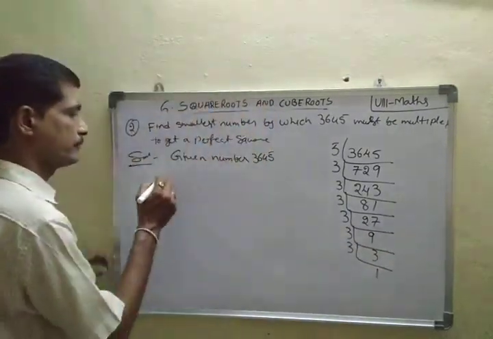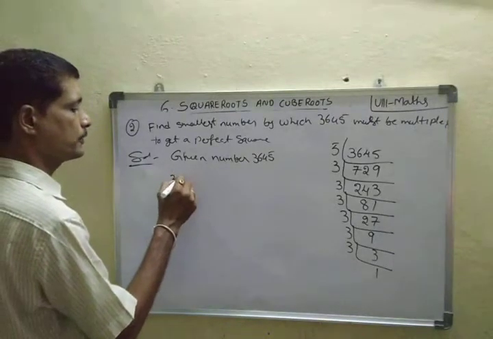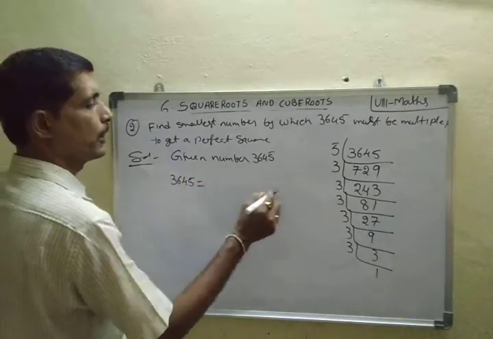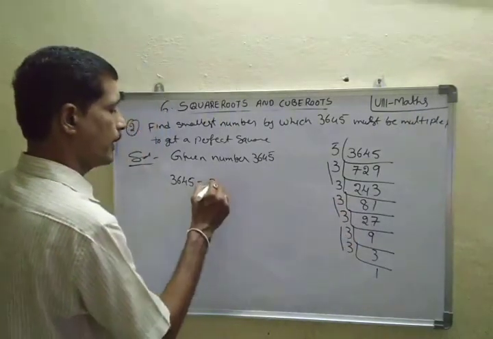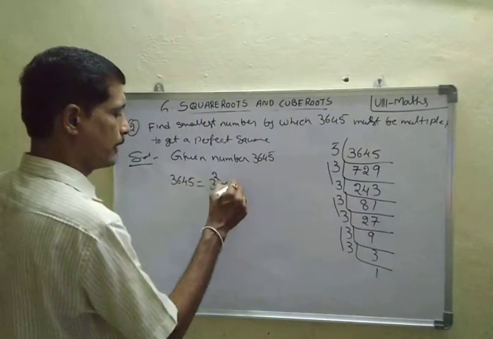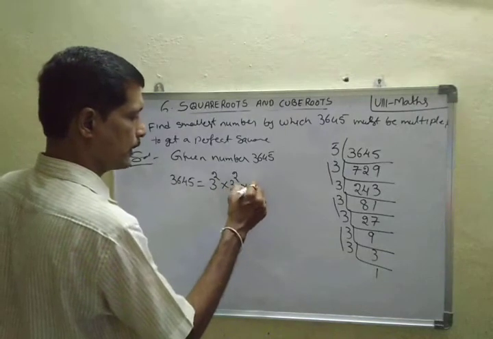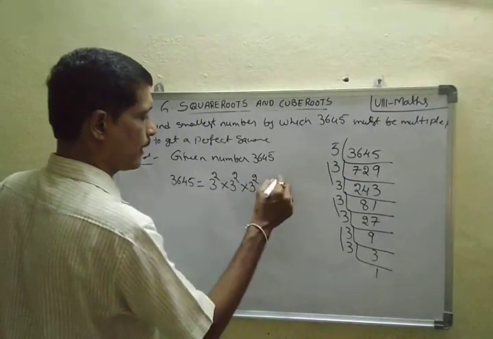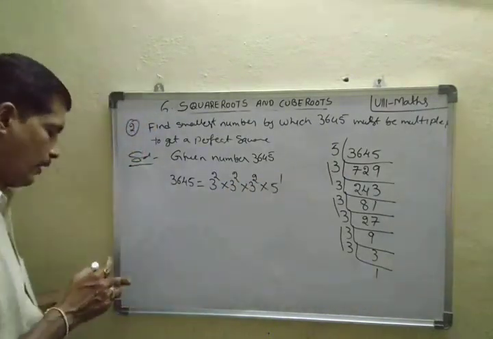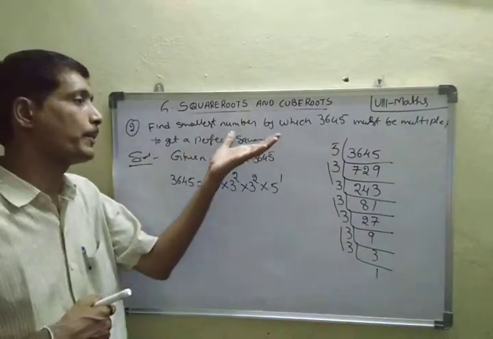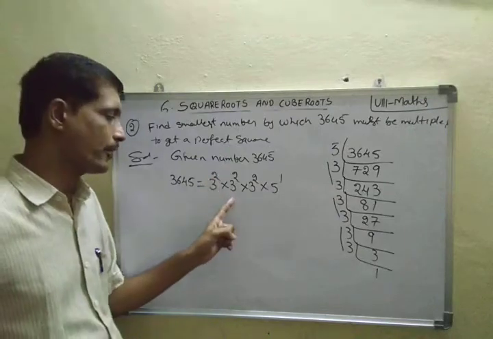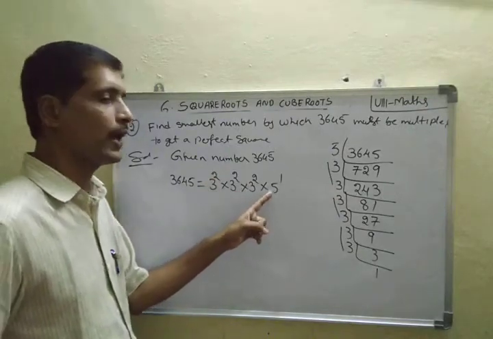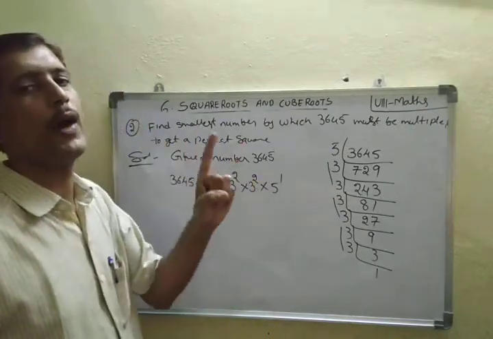Therefore 3645 can be written as 3 square, 3 square, 3 square, that is 3 pairs, and 5 power 1. Here the question asks: find the smallest number by which... Therefore here 3 square is a pair, here also 3 square is a pair, here 3 square is a pair. Here 5 power 1, therefore only one number.